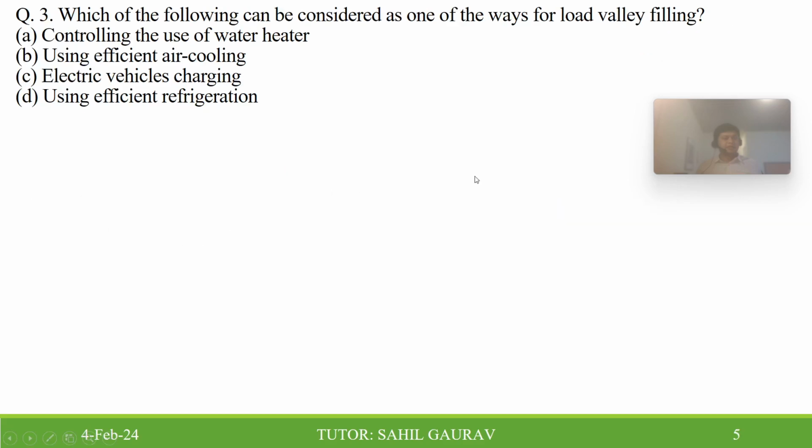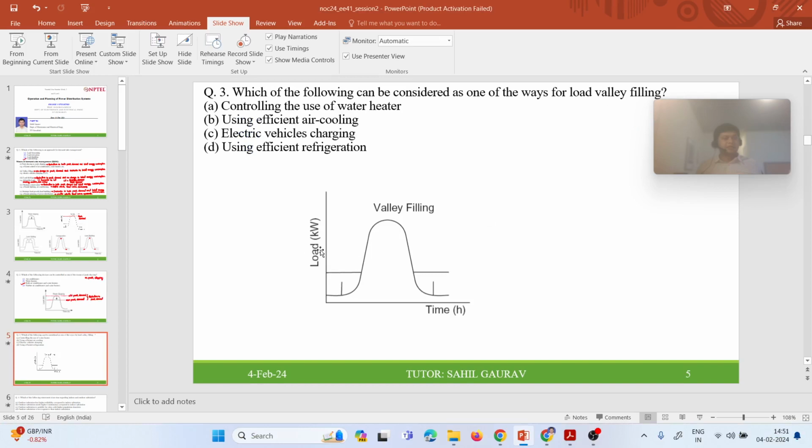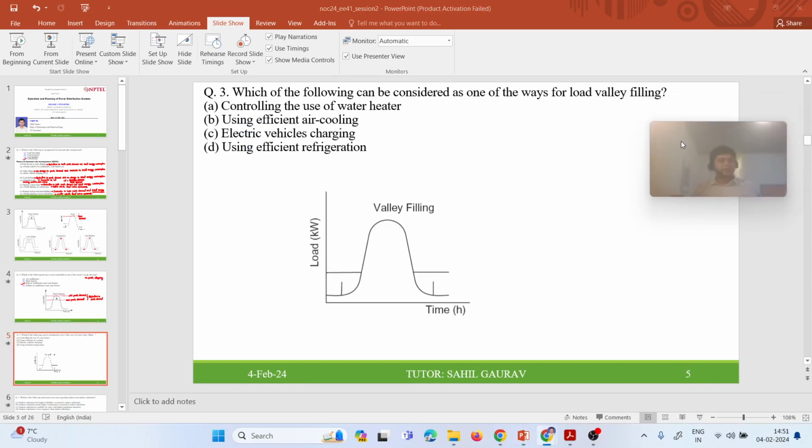So now let us see the next problem. In the third problem, it is asked which of the following can be considered as one of the ways for load valley filling. The options are controlling the use of water heater, using efficient air cooling, electric vehicle charging, using efficient refrigeration. So what do you think should be the answer? You can give your answer in the chat box.